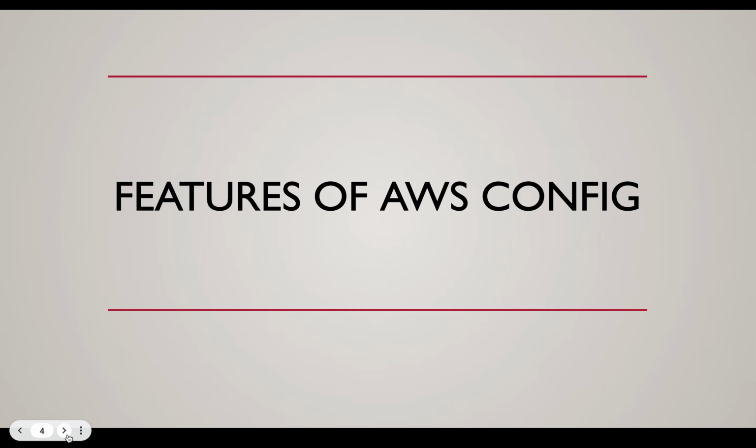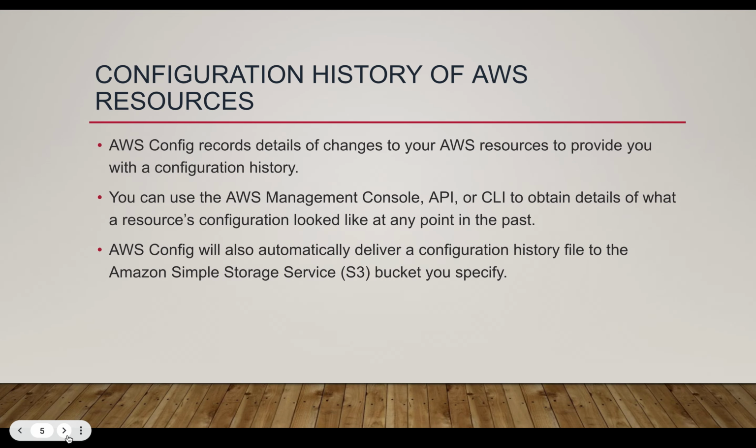Now, there are certain features of AWS Config which we will have to know. The configuration history of AWS resources. The configuration history is like, we have made some changes to the configuration of any of the resources, an S3 bucket or EC2 instance, anything. AWS Config records details of changes of your AWS resources to provide you configuration history. You can use the management console, API, or CLI to obtain the details of what a resource's configuration looked like at a point in the past. AWS Config will also automatically deliver a configuration history file to an AWS S3 bucket which we specify.